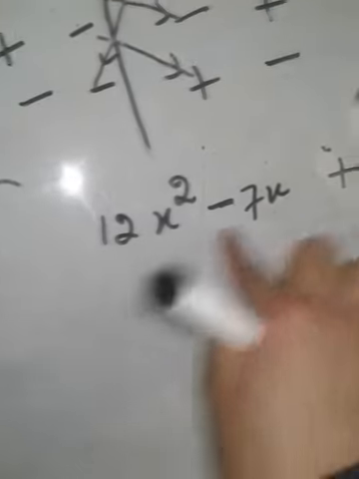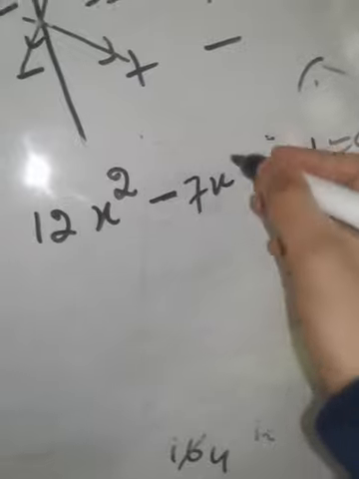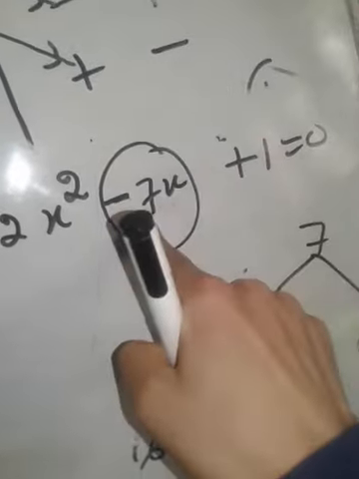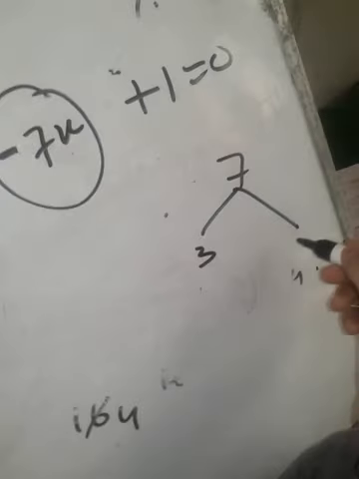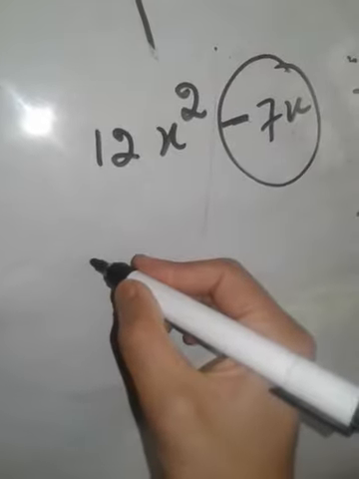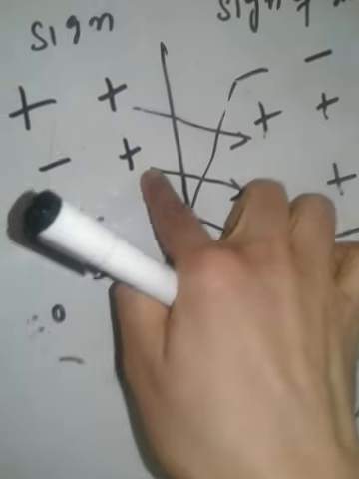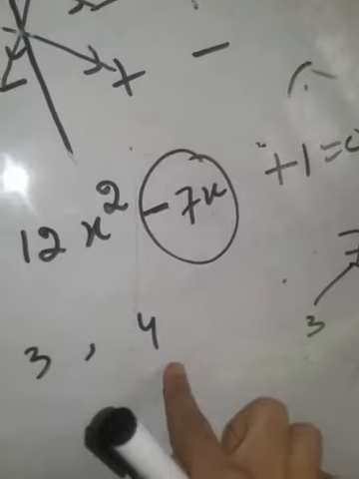Have a look. This is 12 into 1, which is 12. Now split 7 into 2 numbers, only 7. No need to remember whether it is minus or plus, only 7. It will be split into 3 and 4 because 3 4s are 12. Simply, this is 3, this is 4. Now have a look. Minus plus, what will be the sign of roots? It will be plus plus. So both roots will be plus.